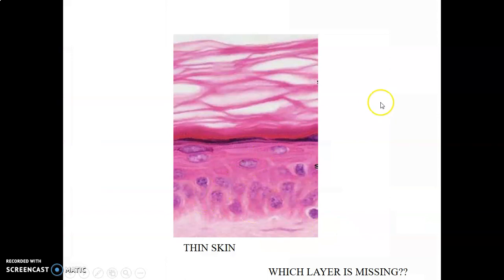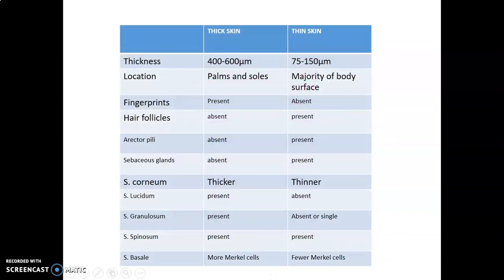So this is thick skin, okay? So this is thin skin, and there's lack of the stratum lucidum, but in thick skin you'll find it. So what are the differences? Thick skin, of course, is thicker than thin skin in terms of the thickness, I mean. Then the thick skin is in the palms and the soles of the feet, while thin skin is in the rest of the body. The fingerprints are present on the thick skin. Remember, thick skin is on the palms and soles, so you'll have fingerprints.